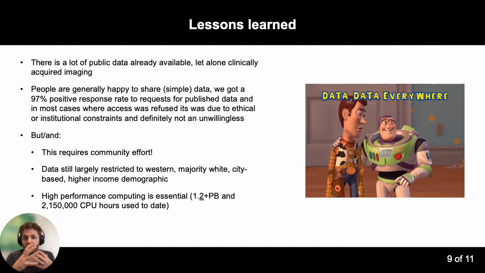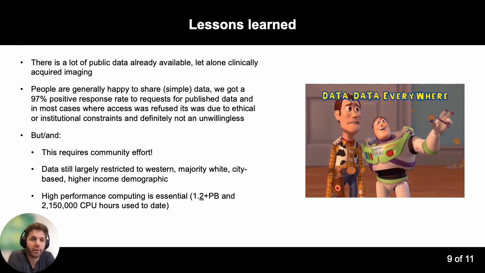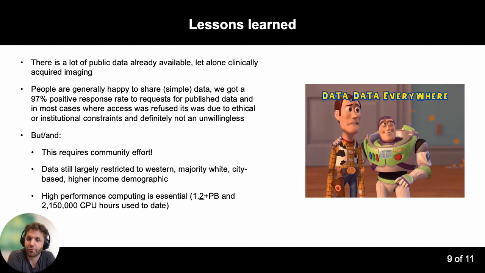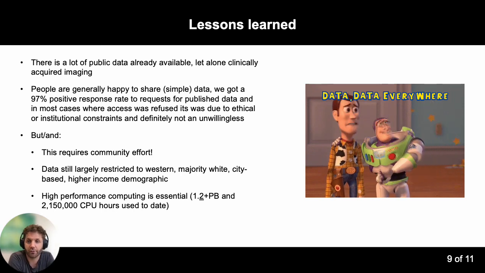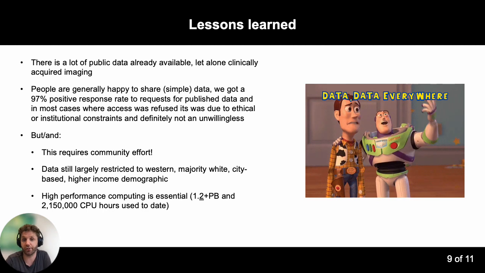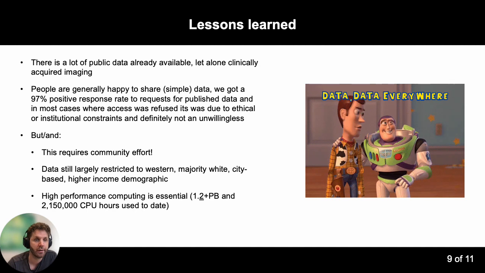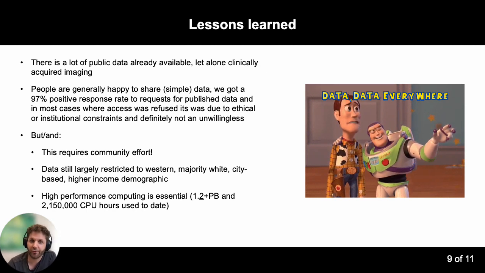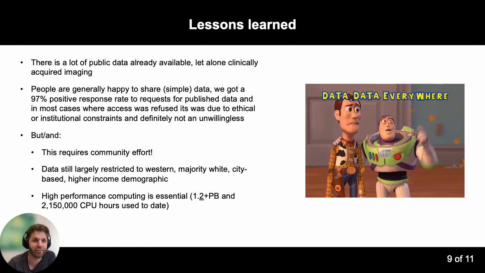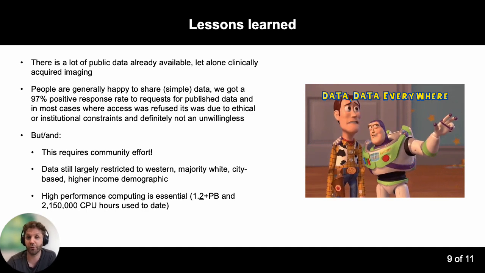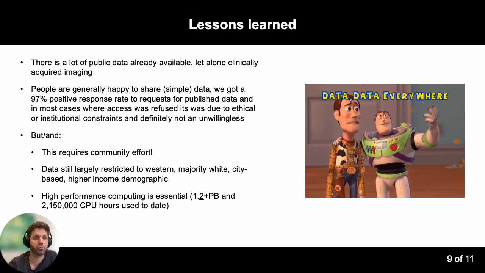There are also a few caveats, ifs and buts, to this project that we realized, probably more towards the end of it, although it's been a learning curve throughout the whole process. First of all, this obviously requires a lot of community effort. There's no way any single study could have pulled together 200,000 or so brain MRI scans, or could have collected those. Also, as you can see from the map, the data that we have are still largely restricted to Western, majority white, city-based, higher income demographics, and that's something that we obviously want to change. That also means actively chasing up other data sources.